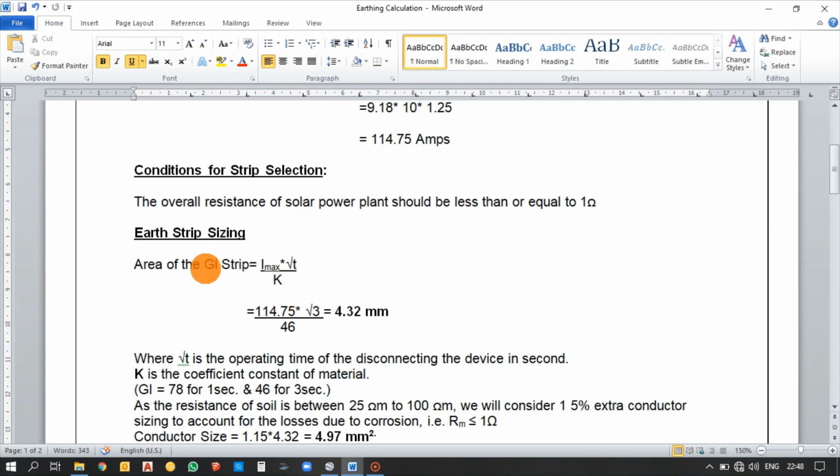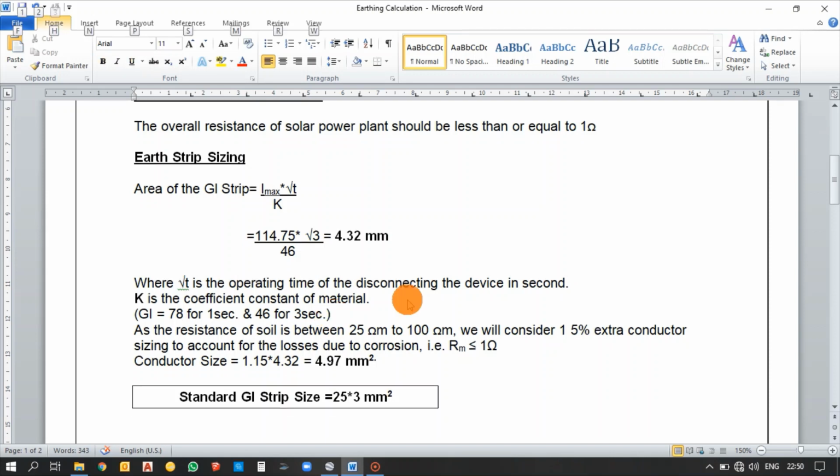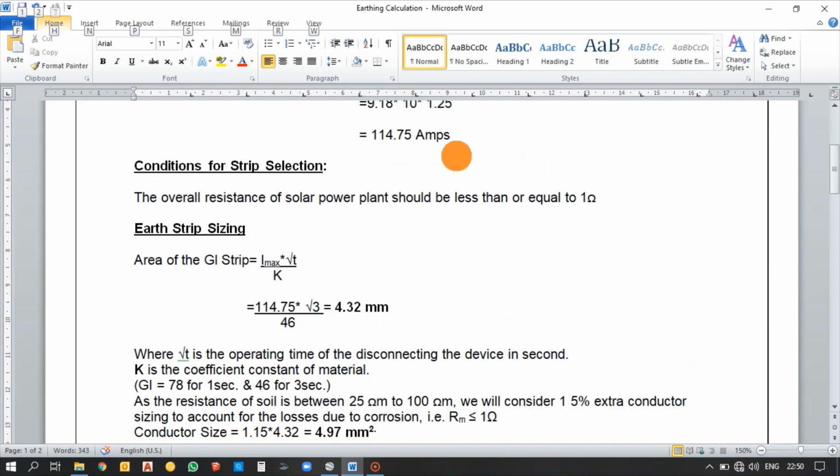I have used GI here, so you can note it down. For GI, K is 78 for 1 second and 46 for 3 seconds. Depending upon the duration of short circuit current you are selecting, you have to use this coefficient. After equating this, we get the area of GI strip required to carry this short circuit current.